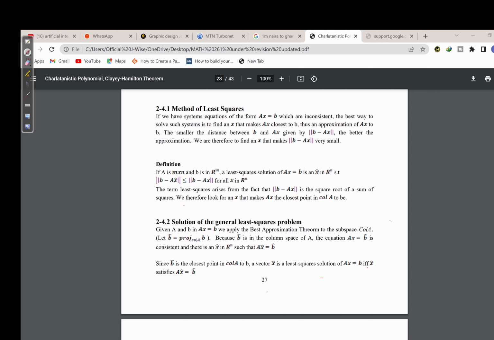A system of equations is said to have a unique solution if the rank of the augmented matrix is the same as the rank of the coefficient matrix. It has no solution if the rank of the augmented matrix is greater than the rank of the coefficient matrix, and it will have infinitely many solutions if the rank of the augmented matrix is greater than or equal to the rank of the coefficient matrix.